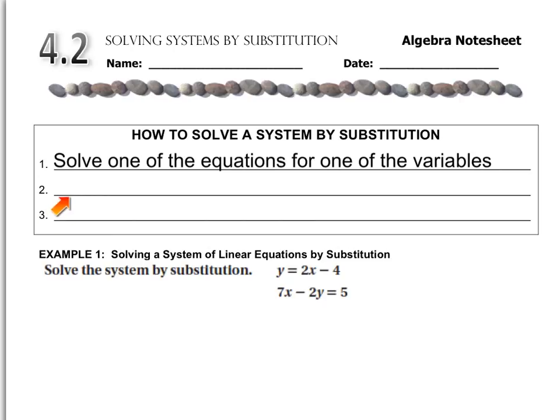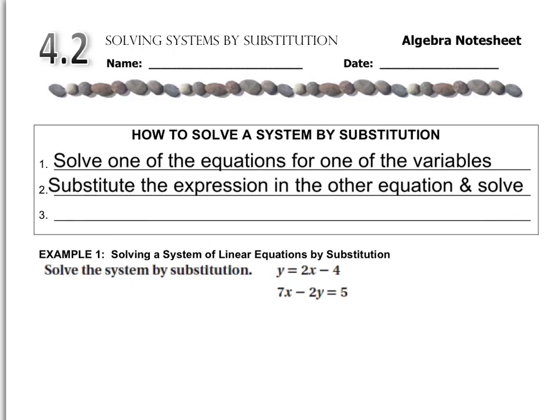So here I've already kind of put the first step in. To solve by substitution, you're going to solve one of the equations for one of the variables. We're going to talk about what each of these steps means in a moment. Basically, you take one of the equations, whichever one you think is easiest, and solve it for one of the variables, with everything else on the other side.